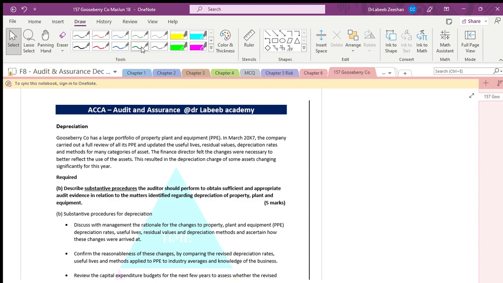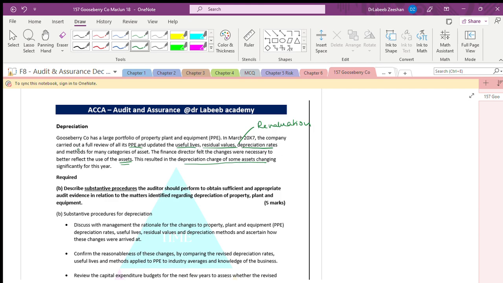The question is about depreciation. Gooseberry has a large portfolio of property, plant and equipment. In 2007, the company carried out a full review of PPE and updated the useful lives, residual values, and depreciation methods for many categories of assets. The finance director felt the changes were necessary to better reflect the use of assets. This resulted in the depreciation charge of some assets changing.